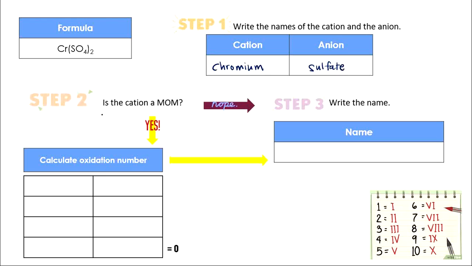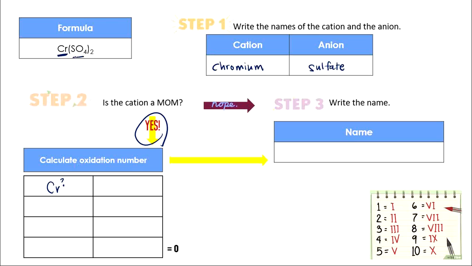Step 2, is the cation a MOM? Remember what MOM stands for, multiple oxidation metal. Chromium is a MOM, so we need to calculate the oxidation number. If you look at the formula, how many chromiums are there? There's 1 chromium ion, so we write Cr with a question mark because we're trying to determine the oxidation number.